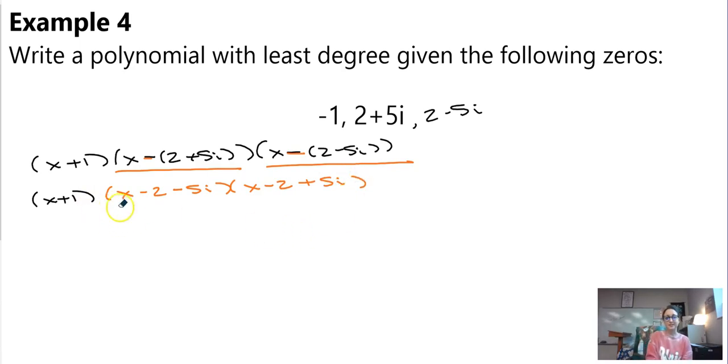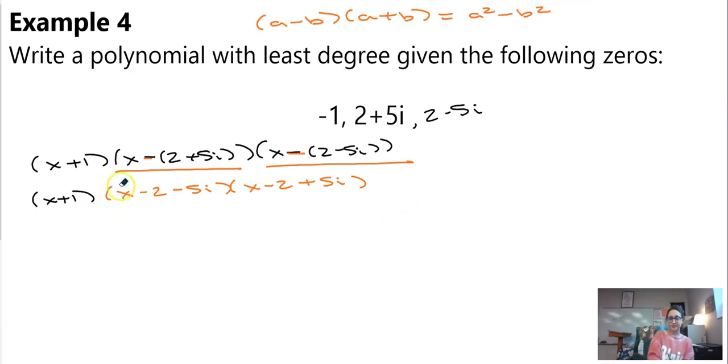Now, we could distribute the x to all three terms, the negative 2 to all three terms, the negative 5i to all three terms, combine, and then come back into the x plus 1. You can do that if you really want to. But let's see if we can't use some algebra savvy to make our lives a little bit easier. Here's what I want to remind you of. If I have a minus b times a plus b, that's the difference of perfect squares in factored form, right? This is equivalent to a squared minus b squared, okay?